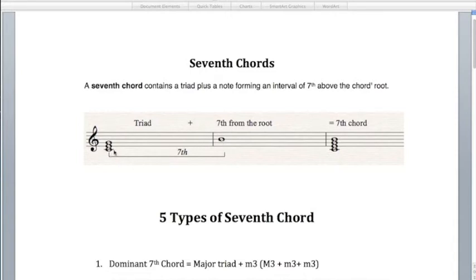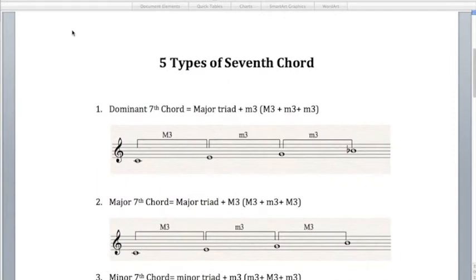Here's the root, C, and here's the seventh above the root, which is the B note. Then when we play them all together, we have a seventh chord. Let's talk about 5 types of seventh chord.